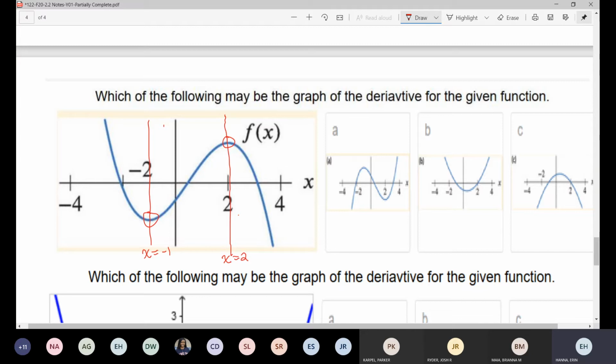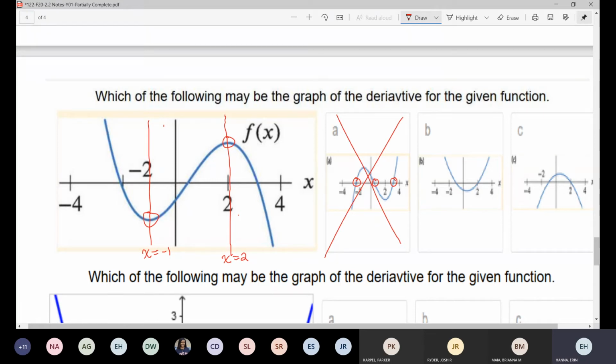So the first thing you can do is look at your choices and see how many times it crosses the x-axis and where it crosses. Option A crosses the x-axis 3 times. That means it's out. It crosses 1 too many times. B and C are essentially the same graph but flipped over, and they cross the x-axis in the correct spots at around -1 and around 2. So we come down to options B and C, and now we need to figure out which one actually works.